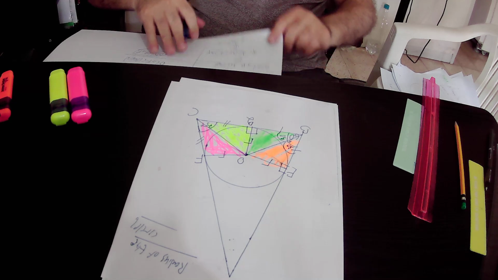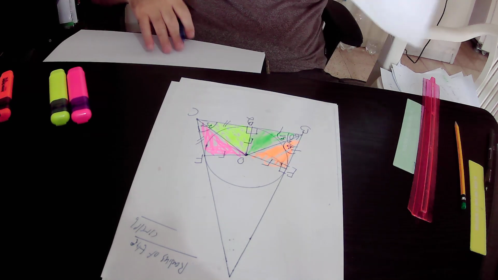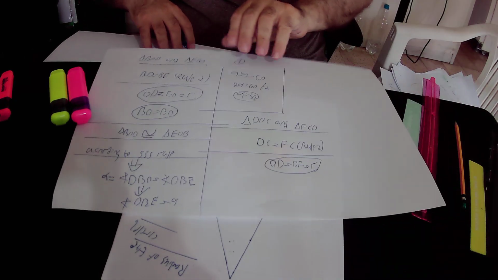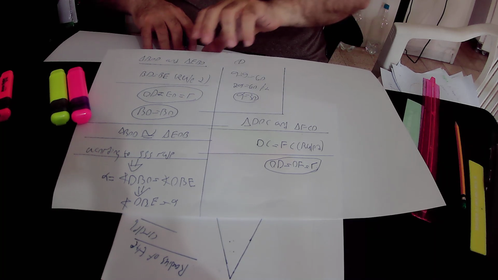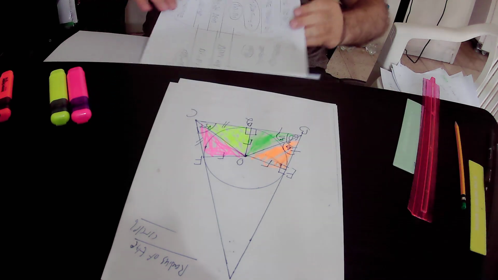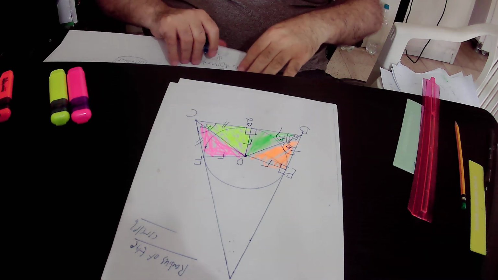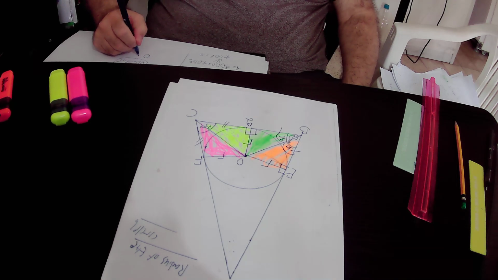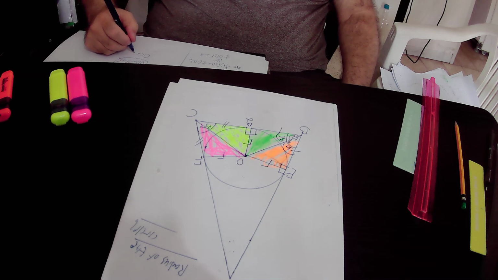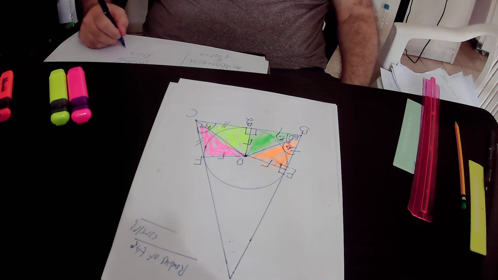Side OD equals side OF. They are both the radii of the circle, therefore they are equal to each other. And finally, side OC is the common side that belongs to both triangles. Therefore, side OC equals itself as the common side that belongs to both triangles.